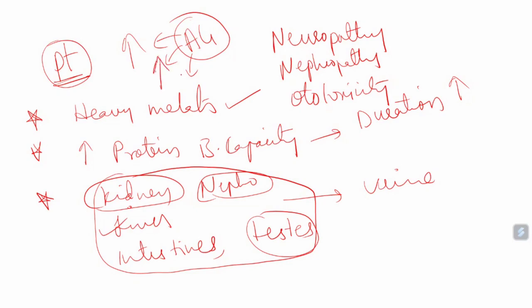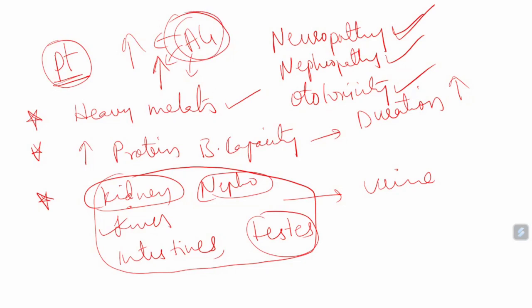So high molecular size drugs, and they are very polar drugs, when they are given, they have a high ability to accumulate in neurons. With that, they cause neuropathy. So platinum containing compounds also accumulate in neurons, and it causes neuropathy. It accumulates in the kidneys and causes nephropathy. It accumulates in the eardrum, and it causes ototoxicity. It causes deafness in people. So neuropathy, nephropathy, ototoxicity. These are very, very important points you have to remember about platinum containing compounds.